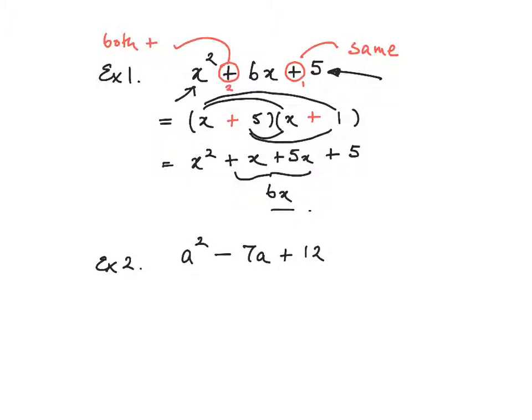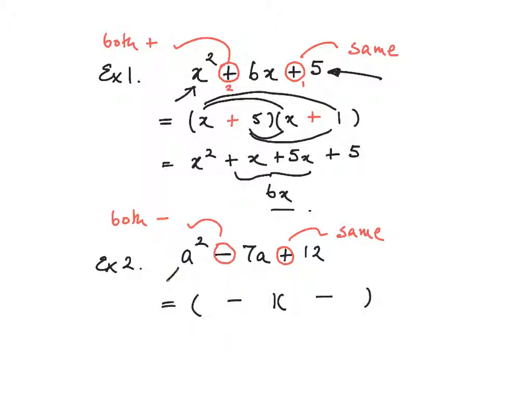So, what do we do first? We look at this term first of all. That is a positive sign. It tells us that the signs in the brackets are the same. We then look at this one. It's negative. It means that they are both negative. So, two brackets. And we can immediately put in the negative signs.